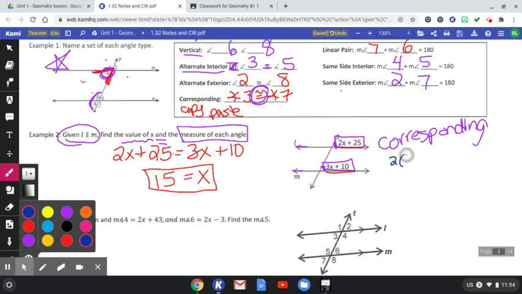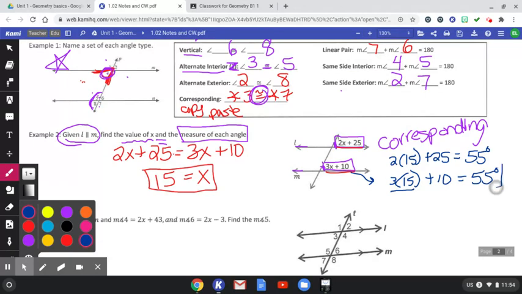2 times 15, add 25, gives us 30 plus 25 is 55 degrees. The other substitution is 3 times our value of x plus 10. Well, 3 times 15 is 45 plus 10 is 55 degrees.